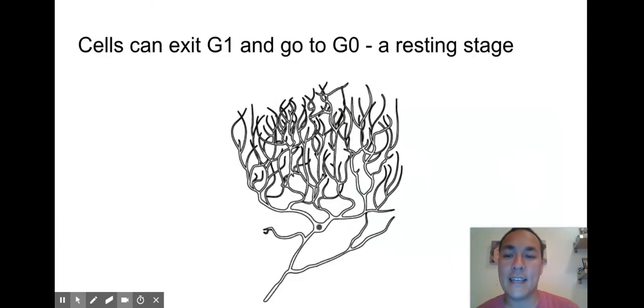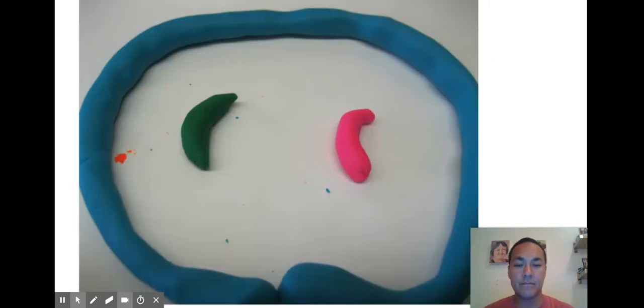Quick reminder, the cells can exit the cell cycle. They can exit at G1 and go to what's called gap zero, a resting stage. You might have heard that your brain cells do that.